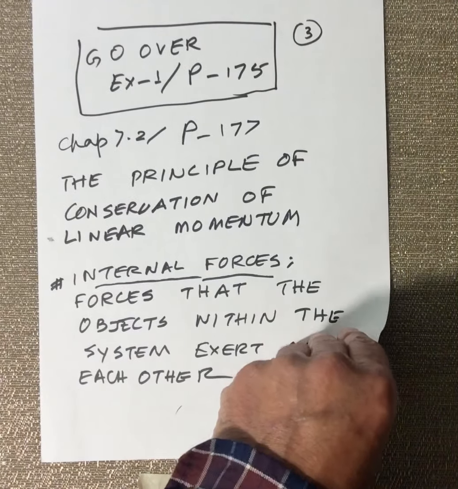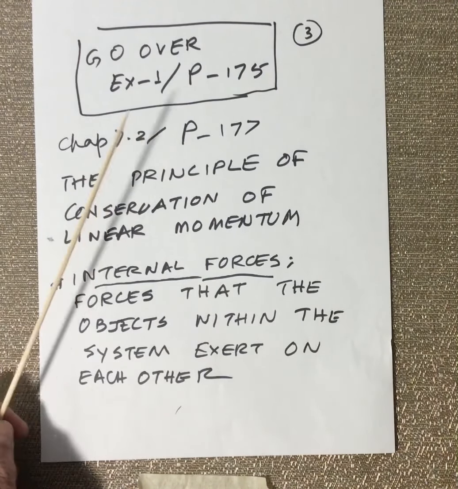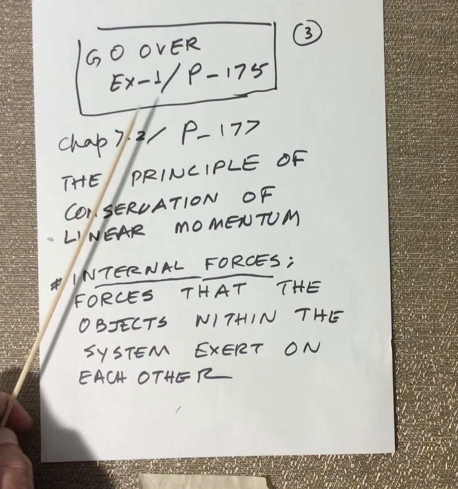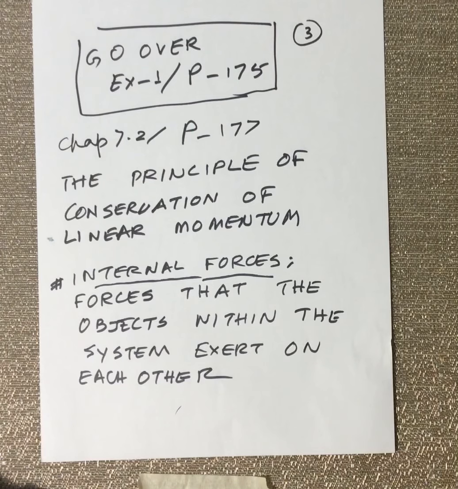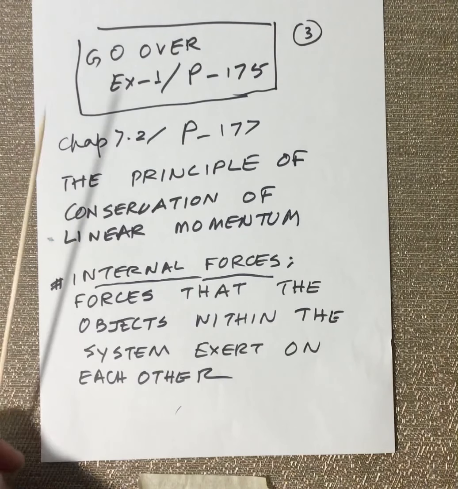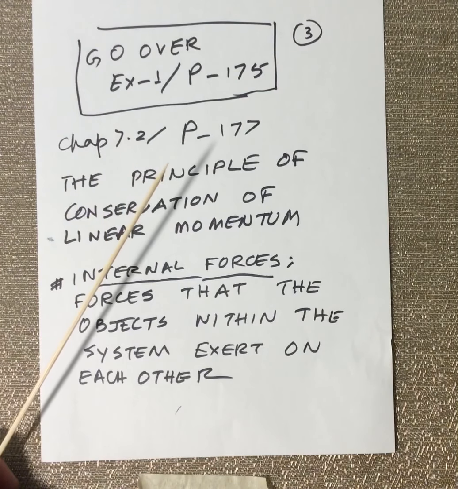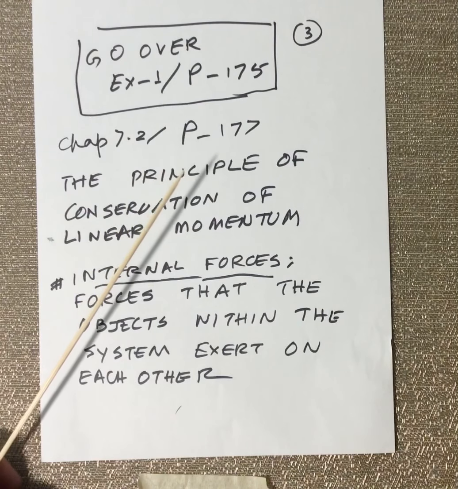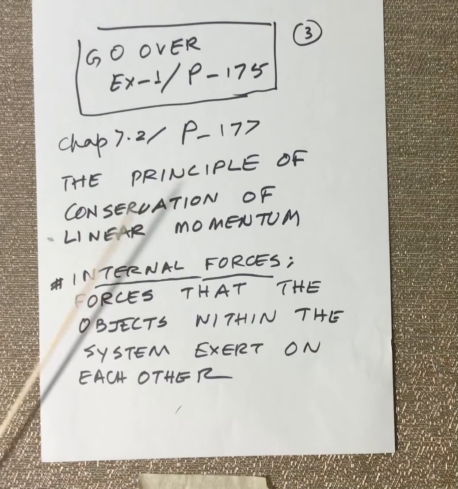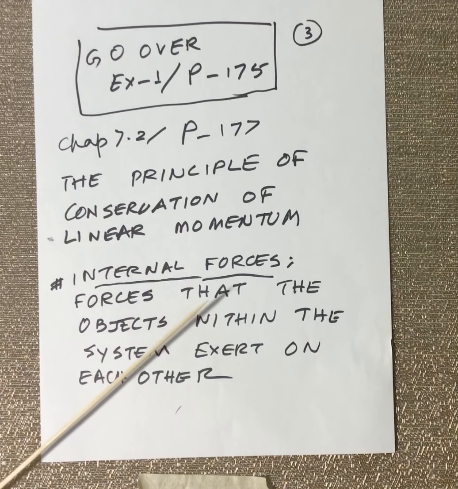Now let's move on to exercise 1 on page 175. It's a very simple one using the definition of impulse and momentum. So you can go over that yourself. Now the next, we're moving to section 2 of chapter 7, page 177. The principle of conservation of linear momentum.